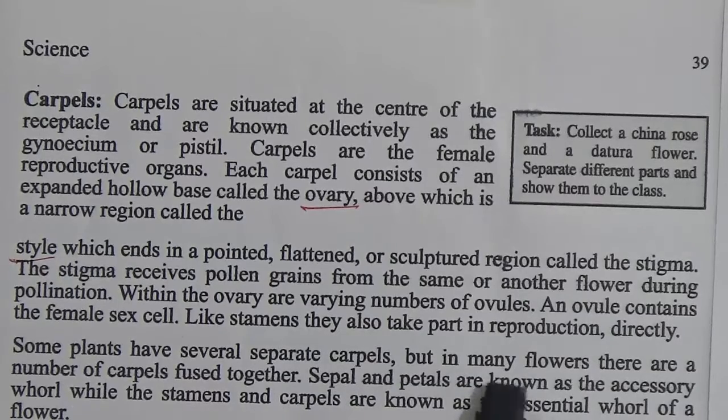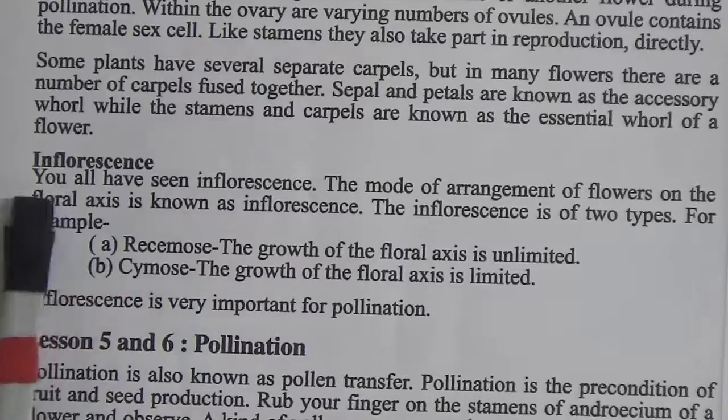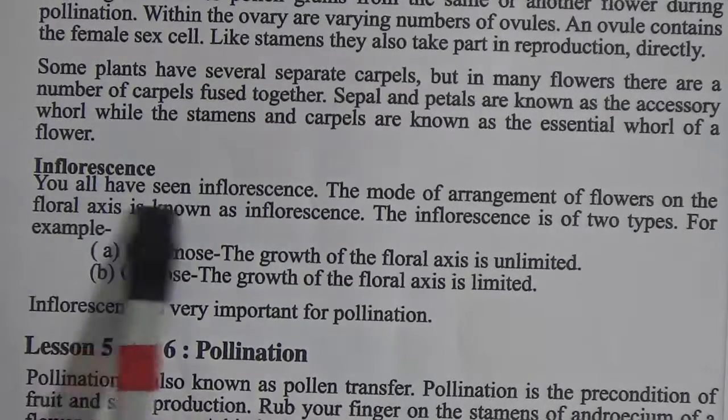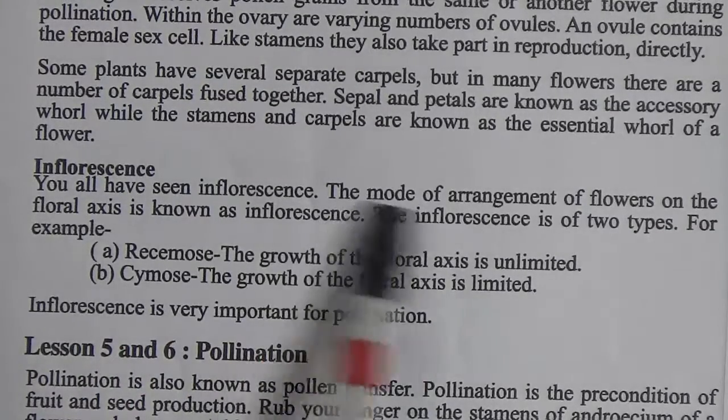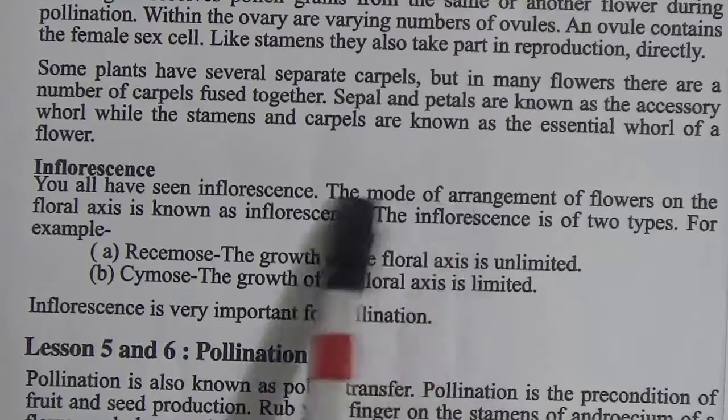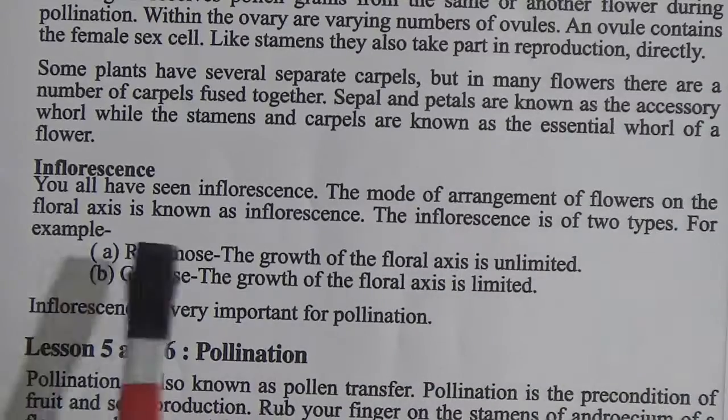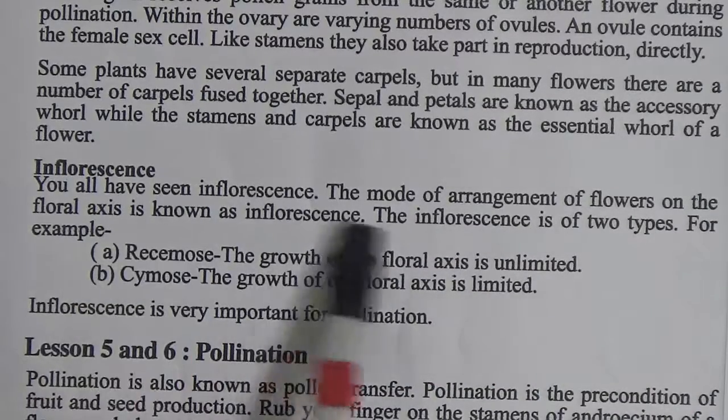Sepals and petals are known as accessory whorls, while the stamen and carpel are known as the essential whorls of a flower. Now come to inflorescence. The mode of arrangement of flowers on the floral axis is known as inflorescence.